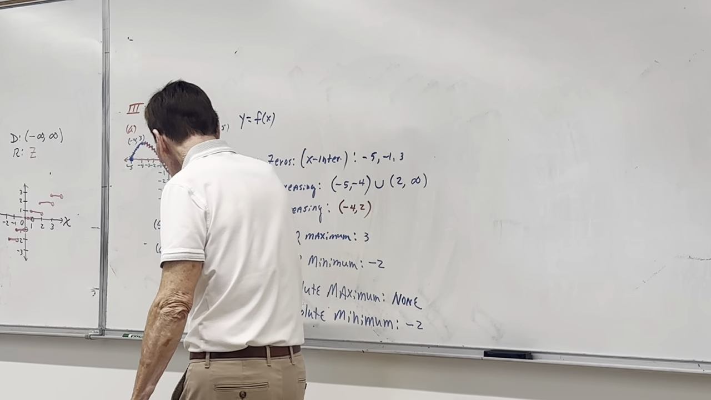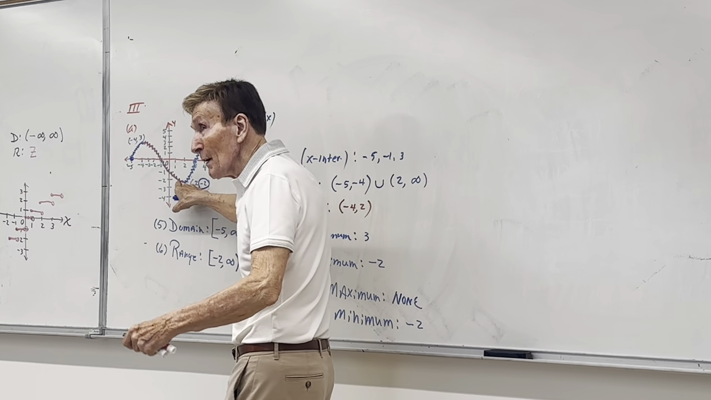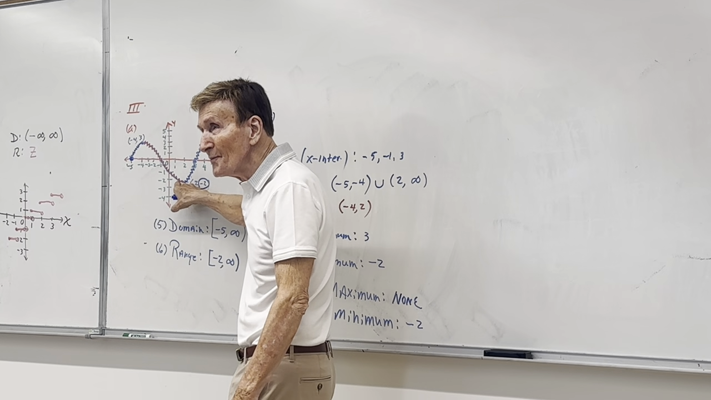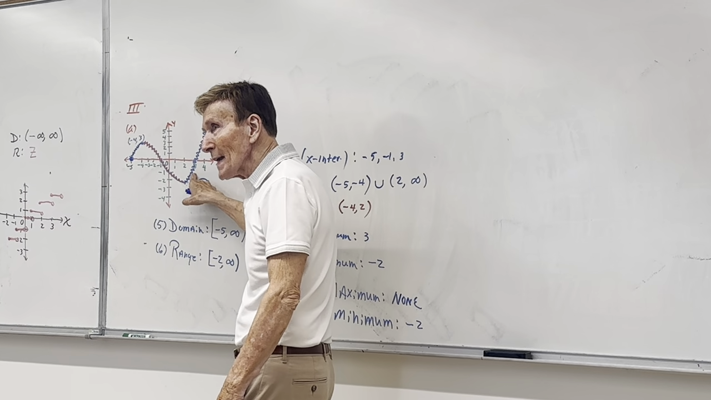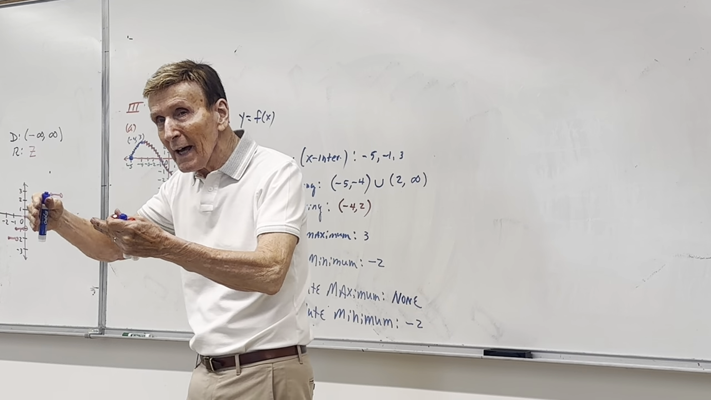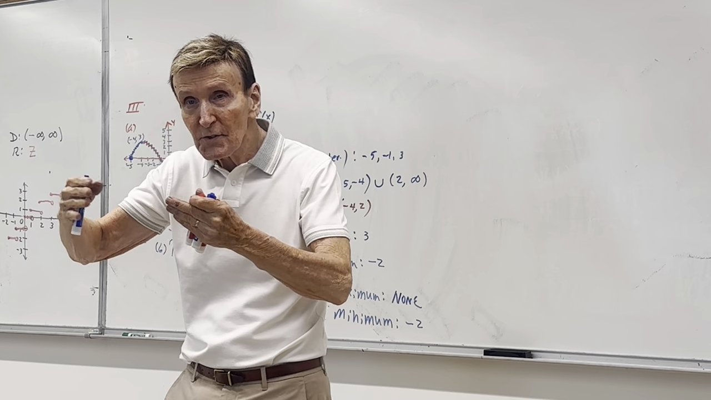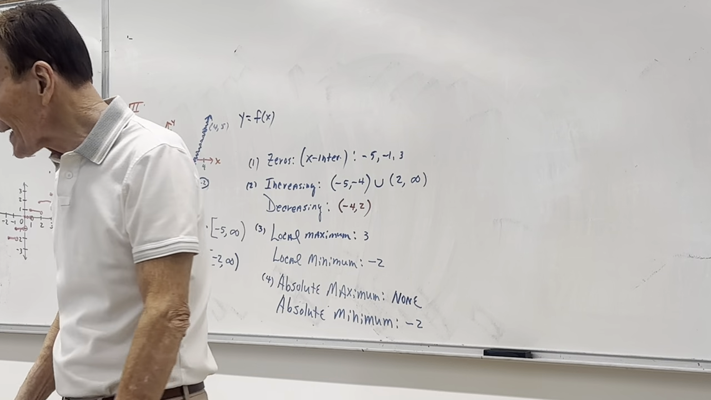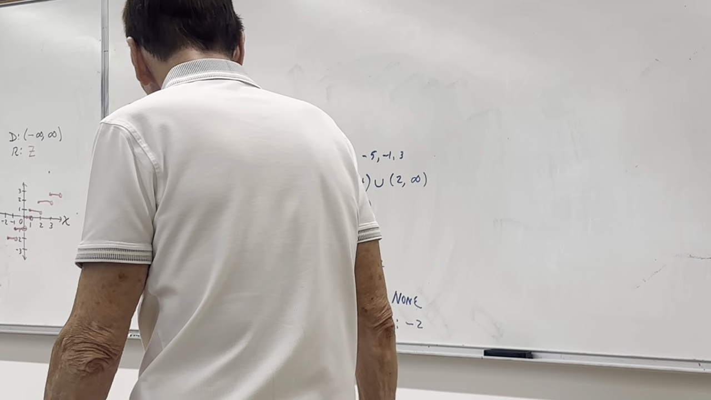I had a min here; on the left of it, it was falling in the red. Move to the right of it, it's rising. So if I go from what? Falling to rising, I have a minimum. They call those the transition points, or local max, local min.